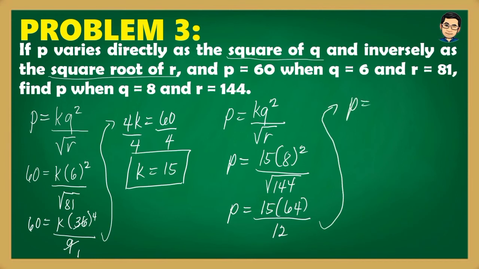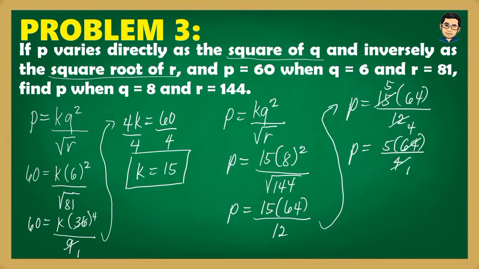And then, p is equal to 15 times 64 all over 12. Then, pwede nating i-cancel yung 15 tsaka yung 12. May common factor sila, which is 3. So, 15 will become 5. And then, 12 will become 4. And p is equal to 5 times 64 all over 4. So, again, pwede natin i-cancel yung 64 tsaka 4. So, 4 will become 1 and then 64 will become 16. So, the value of p is the product of 5 and 16. And that is 80.